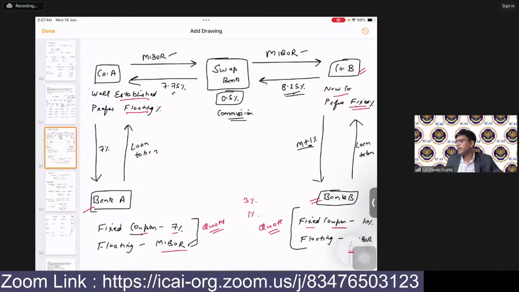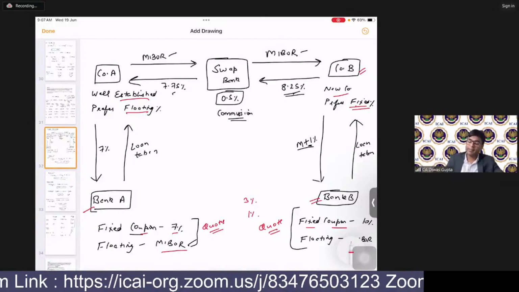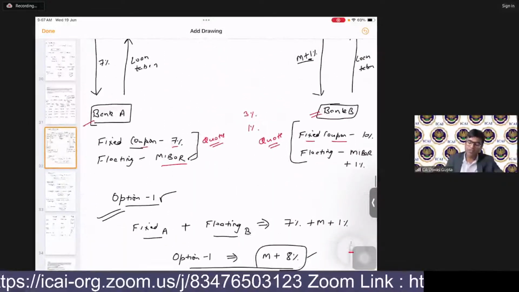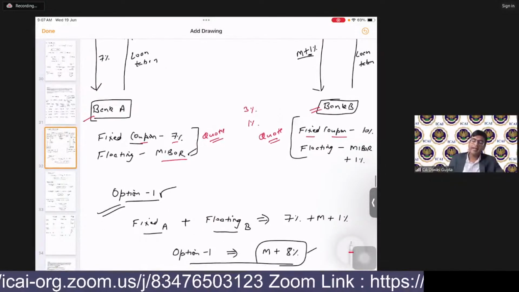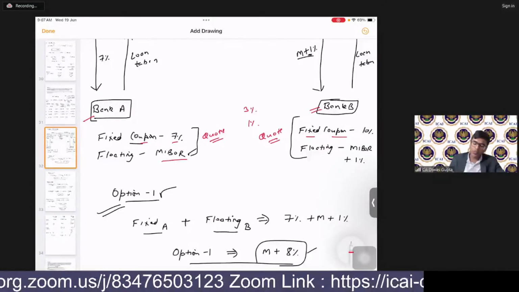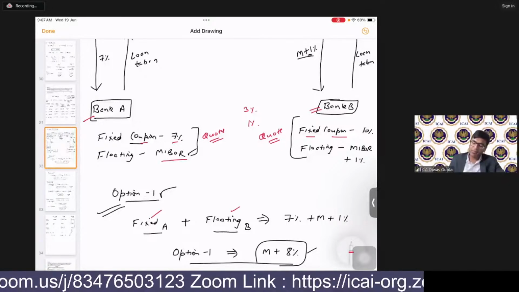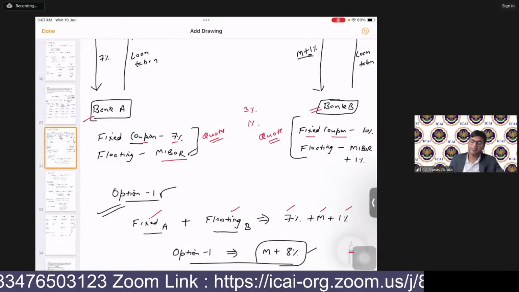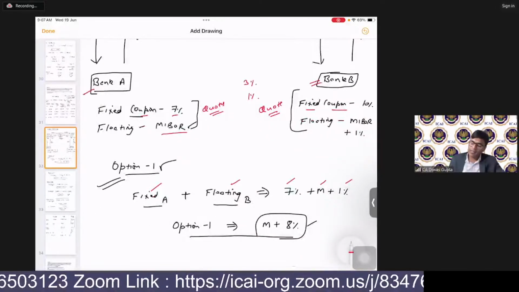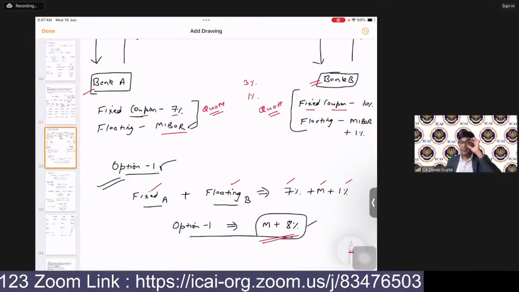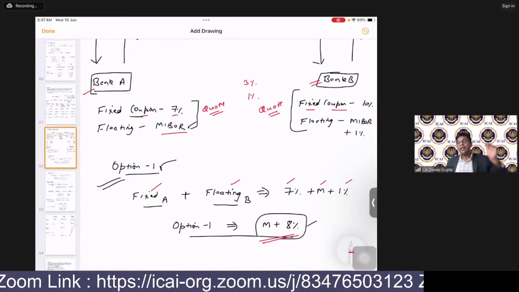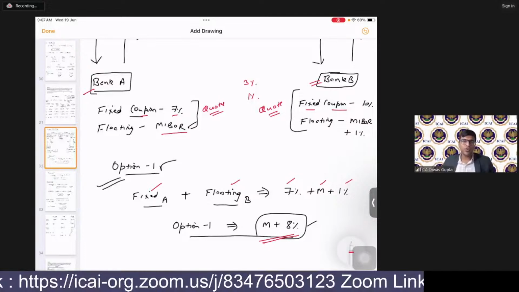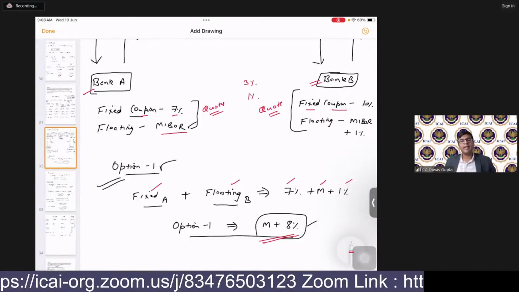Yes, Manish, you're right. Lending to company B will be risky. That is why company B's bank B has quoted a higher rate. Now, option one, students. Option one is that company A borrows in fixed and company B borrows in floating, which is 7 plus MIBOR plus 1. So this becomes MIBOR plus 8 in totality, right? We are talking that one company can borrow in fixed and the second company can borrow in floating. What is the overall cost of funding, which is MIBOR plus 8.